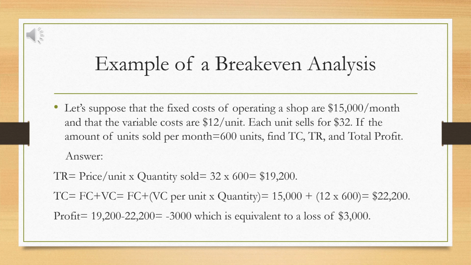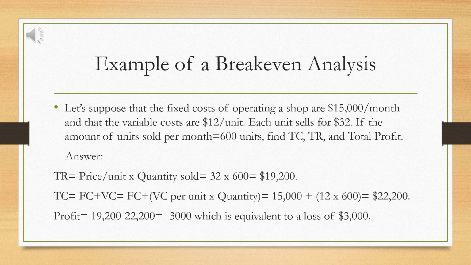Let's suppose that the fixed costs of operating a shop are $15,000 per month and that the variable costs are $12 per unit. Each unit sells for $32. If the amount of units sold per month equals 600 units, find total cost, total revenue, and total profit.